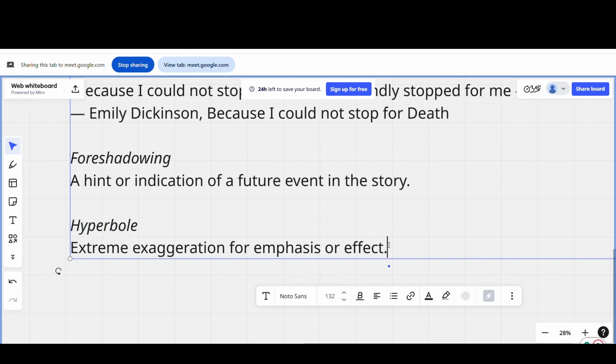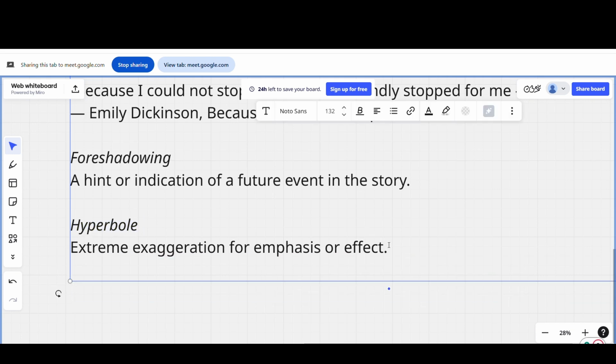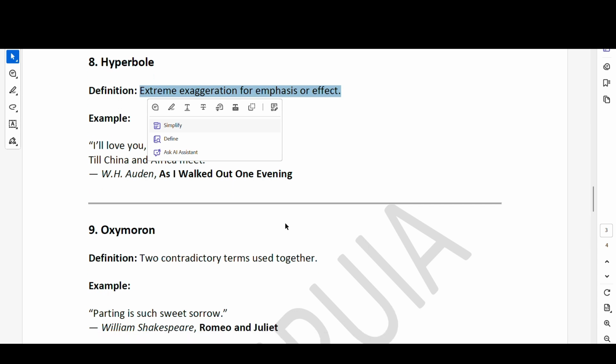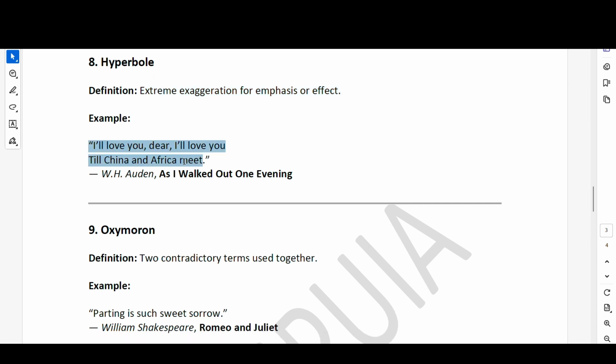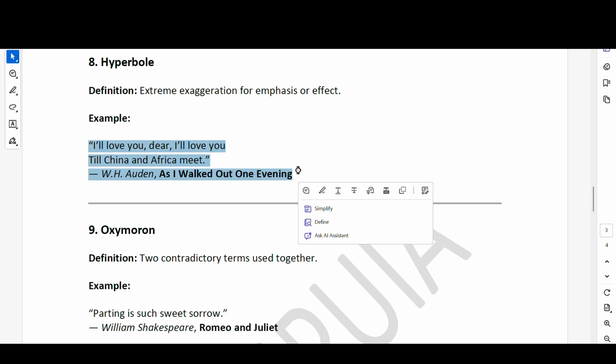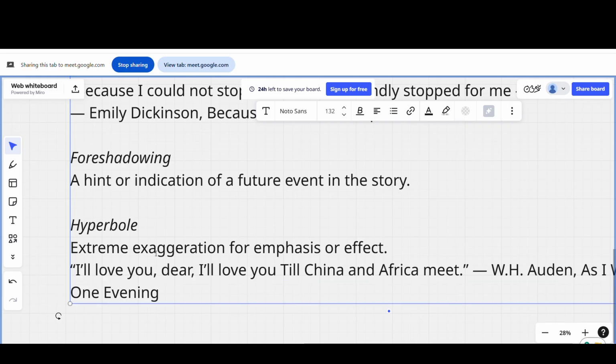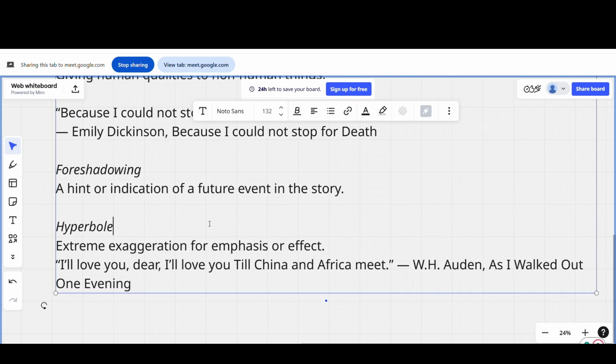Writers always use this to attract people's minds. If you read W.H. Auden, As I Walked Out One Evening, he wrote this, which is a hyperbole: I love you, dear, I love you till China and Africa meet. This extract may come in the question. They'll ask what type of literary device the author uses, and you'll just say hyperbole. So this is where the question can come.